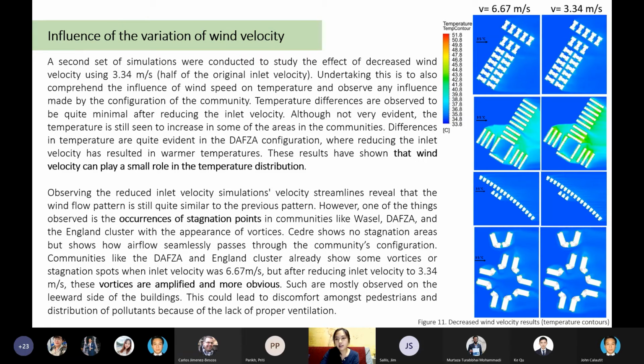I know that the results don't seem so obvious, but I can assure you that temperature did rise in some spots or areas of the community. And you can also see that noticeably the DAFSA configuration has higher temperatures.